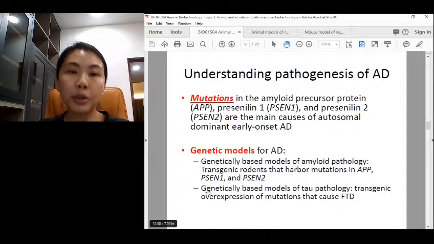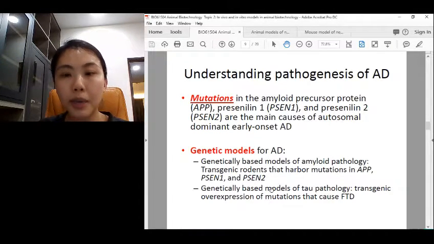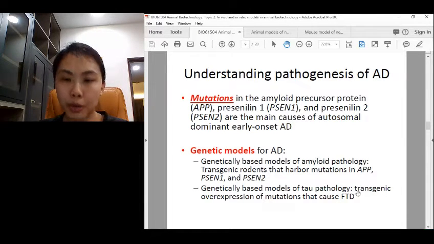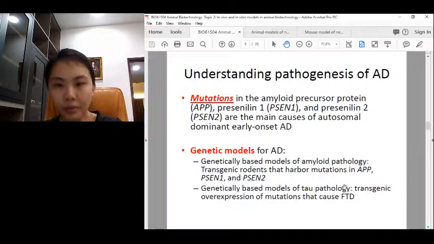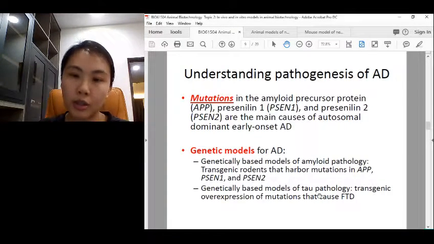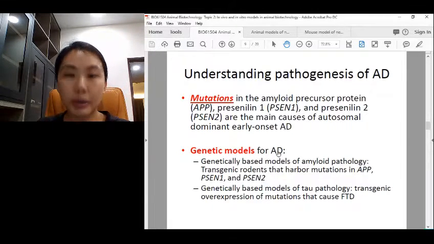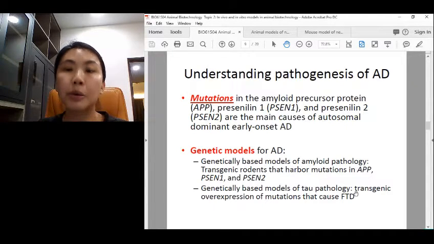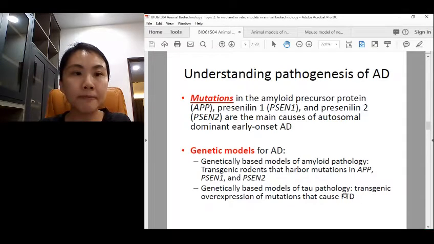The second model here looks at genetically based models of tau pathology, meaning that they are overexpressing these genes, okay, that cause the tau pathology. This also causes the FTDs, the frontotemporal dementia. Okay, so for models of Alzheimer's disease, there are two types: those that mimic amyloid pathology and those that model tau pathology. All right.